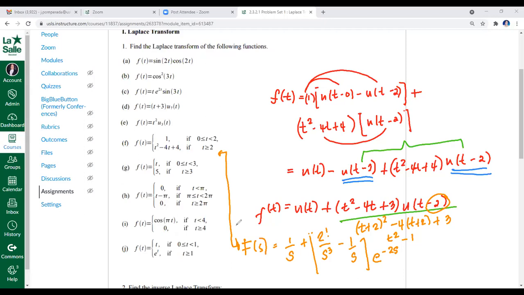It will not be negative 2s inside the bracket because that is now your function. E squared minus 2. So you're going to get the Laplace transform of that. So it should be negative 1 over s. Okay. So you're going to do GHIJ in the same manner as we have done, as I've outlined it here on F.